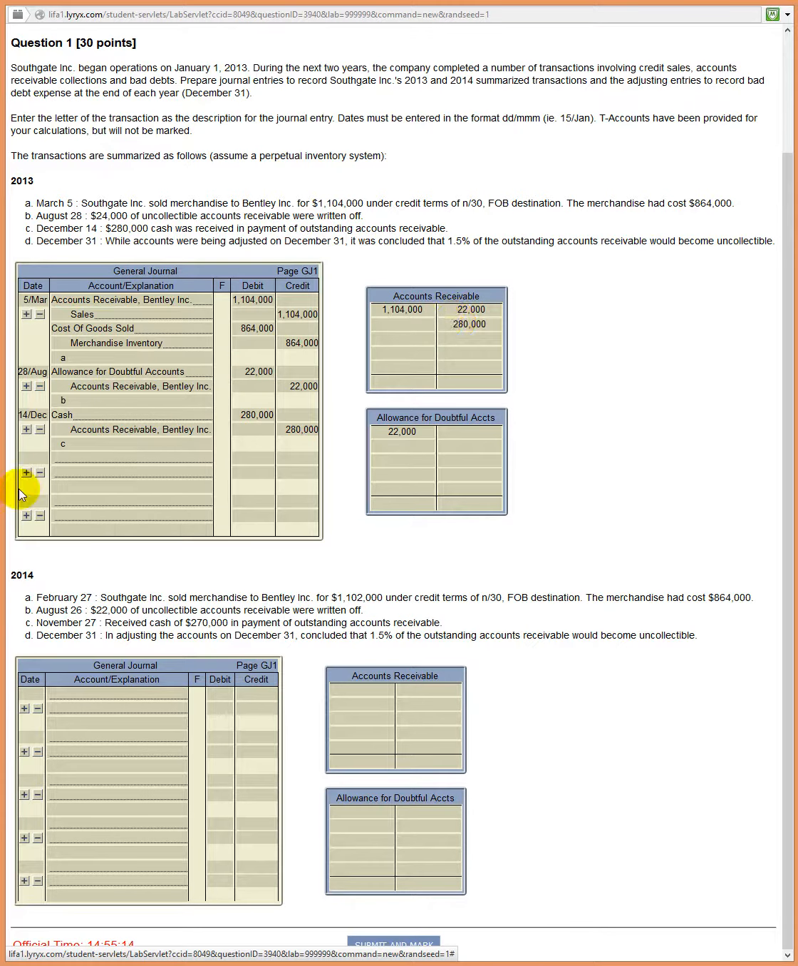There we go. Then finally, December 31st, while accounts are being adjusted, it was concluded that 1.5% of the outstanding accounts receivable would become uncollectible, which begs the question, of course, what is the outstanding accounts receivable? It's going to be the $1,104,000 minus the $22,000 minus $280,000, $802,000. Something seems a little bit off. Well, I'm not sure why I did 22 here. 22,000 should be 24,000 for that entry.